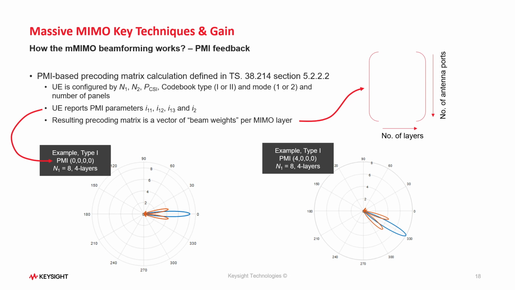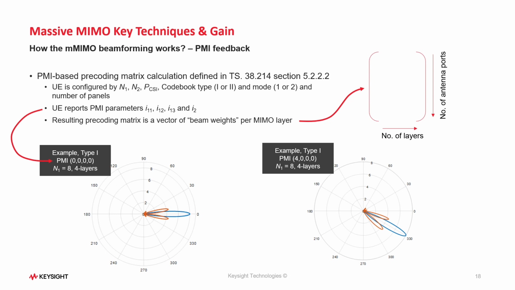Actually, the resulting precoding matrix is a vector of beam weights for each MIMO layer. So if we look at the precoding matrix, the number of columns is the number of layers, and the number of rows is the number of antenna ports in the precoding matrix. And typically there are 2 overlapping beams for the polarizations. So, for example, in a 4-layer case, we can see 2 different beam shapes, both having 2 polarizations.